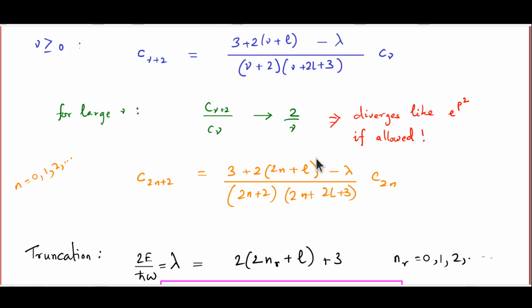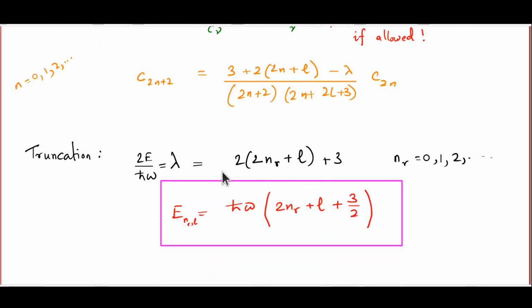Just by rewriting this a bit, you can get the expression for the energy. E now will depend on two parameters, nr and l, and just by simply manipulating this equation, you end up with h cross omega times twice nr plus l plus 3 by 2. Just for contrast, let me just write down below this the expression that we had obtained earlier using Cartesian coordinates. That was h cross omega times nx plus ny plus nz plus 3 by 2.